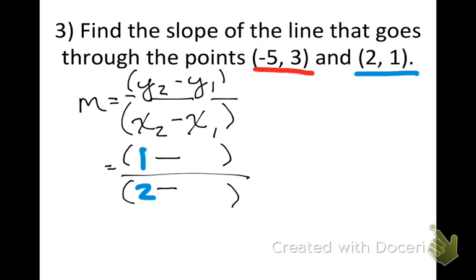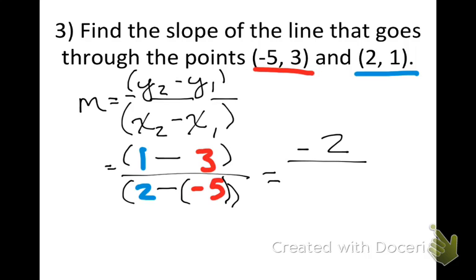Next, we go ahead and write the values for our first point. So, x is -5. y is 3. I'm going to go ahead and put my -5 in parentheses just so my -5 doesn't get mixed up with the minus sign. And we'll solve. 1 minus 3, oh, that's -2. Nope, that looks like a -3. There we go.